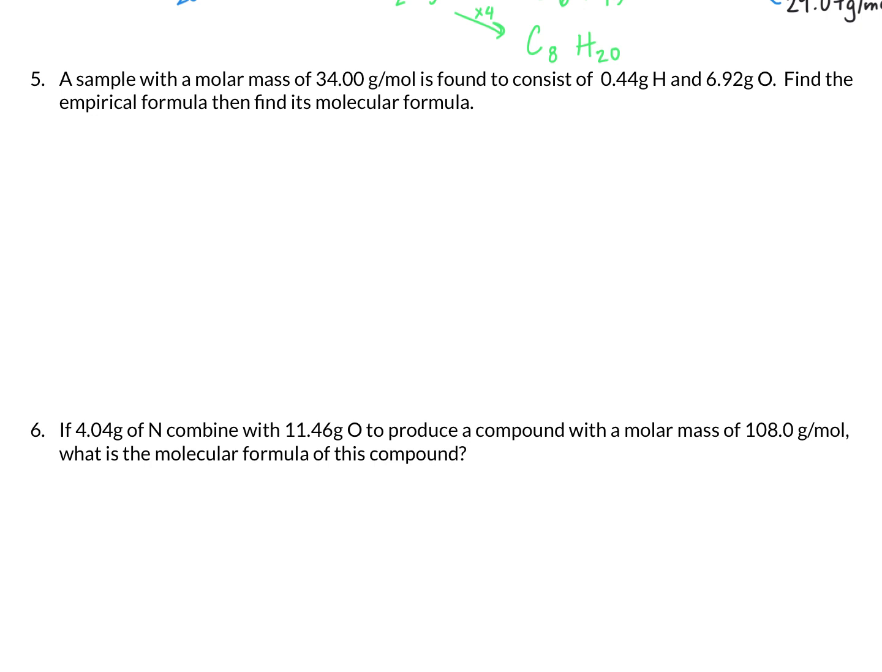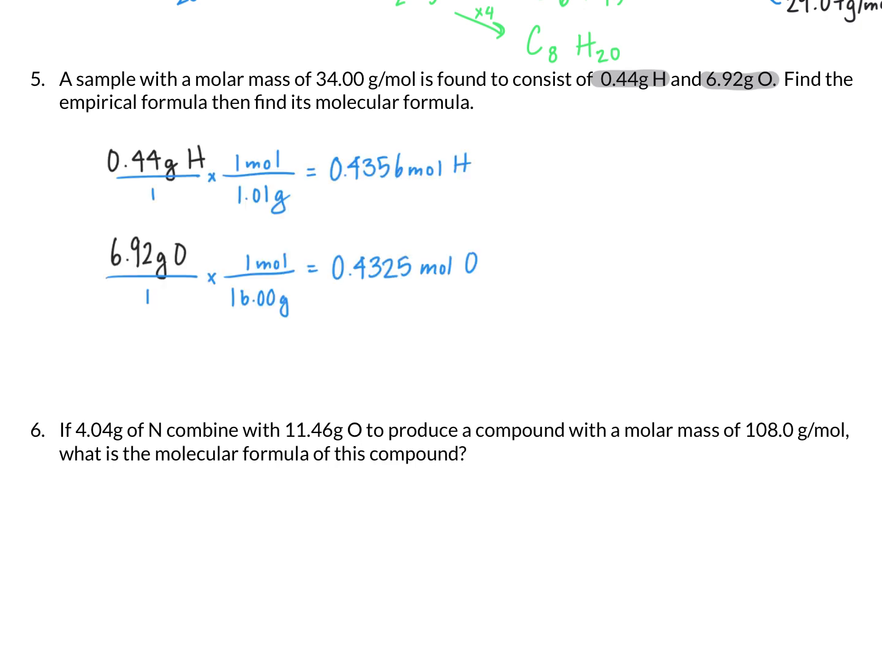Okay, pause the video for a second and start number 5. Start by finding the empirical formula. Notice with this one that you actually have lab data. You have a mass of hydrogen and a mass of oxygen. You do not have to go to percents and then go back to mass. You can actually just start with those masses.